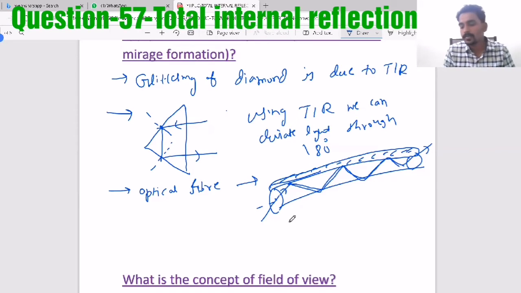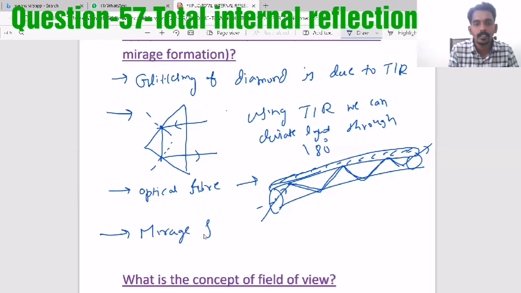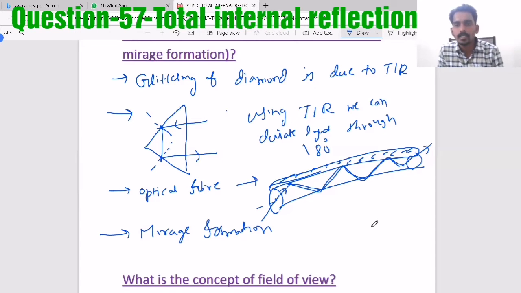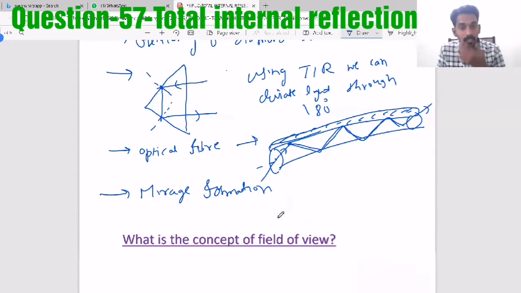And the mirage formation, there also we explain with the help of total internal reflection only. In a simple way, when you look at a far distance on a very hot summer day, it looks like there is some water. That is because of total internal reflection of light. So that is what we call mirage formation. So like that some applications are there.